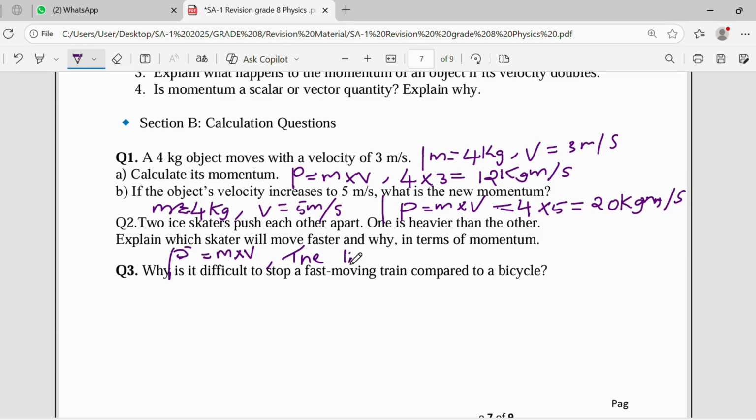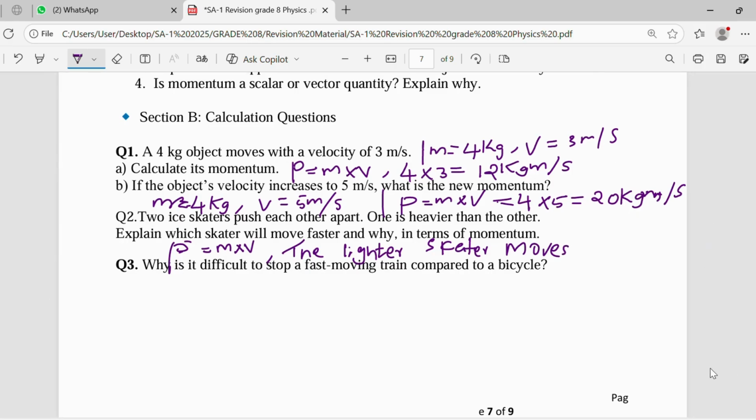Therefore, the answer is the lighter skater moves faster. All right. So that is the answer for question number 2.